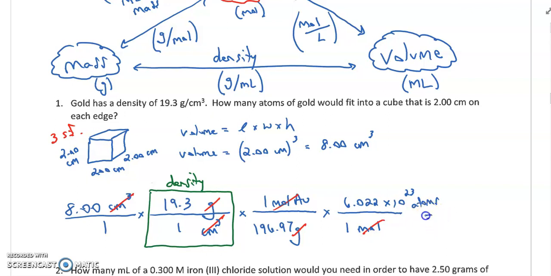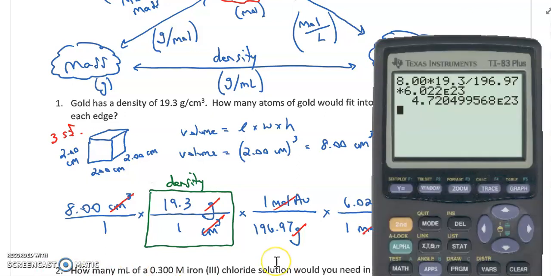All I have to do is plug this in now. So if I take 8 times 19.3 divided by 196.97 times 6.022, let me pull out my calculator and plug that in. All right, I plug this problem into my calculator and I get 4.7204995 times 10 to the 23rd.